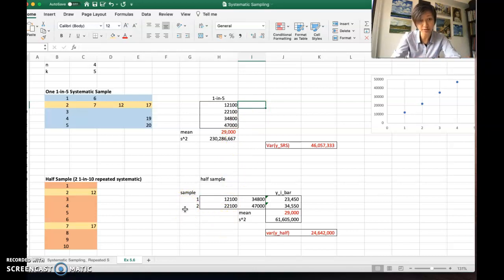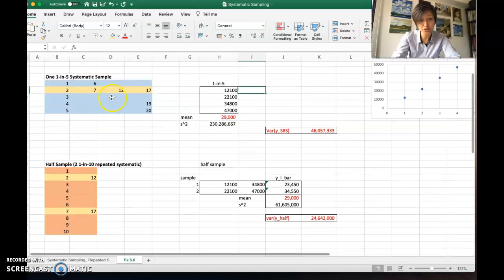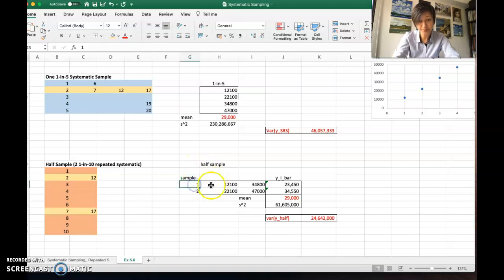Now I am putting it into 2 repeated half-sample systematic samples. For the first sample, I would have this data, and the average is 23,450. The second sample would be 22,100 and 47,000. So I would have 2 Y bars.